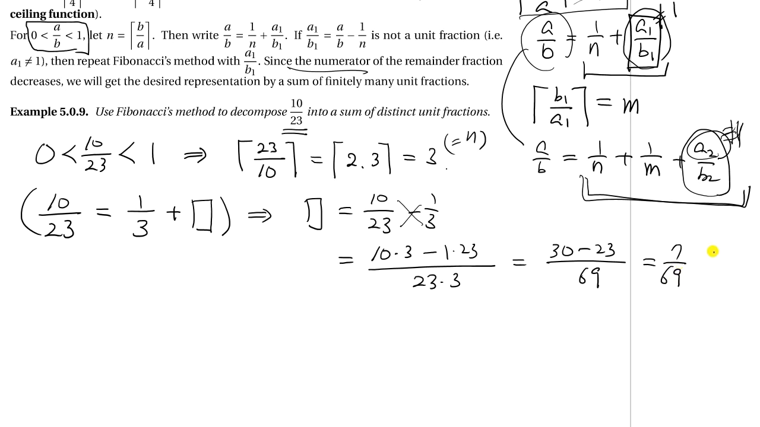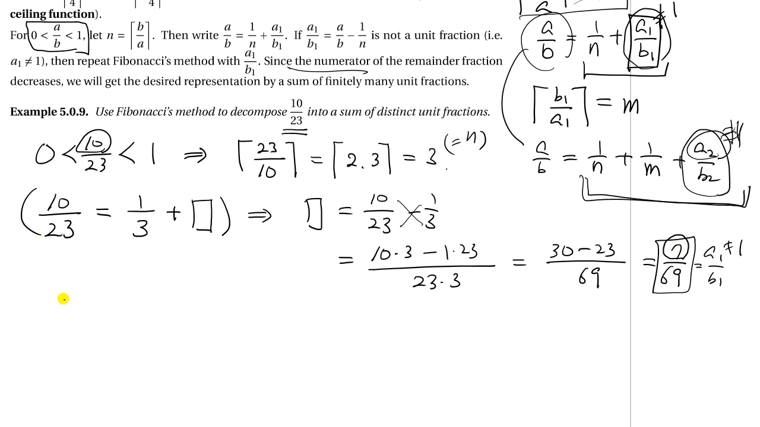That's our A1 and B1, right? And A1 is not 1, so we have to repeat the same procedure for that number. But now, the numerator of the given fraction was 10. Now, this new fraction form has 7 for its numerator. It's decreasing, right? It's getting smaller. So this procedure will end at a certain moment.